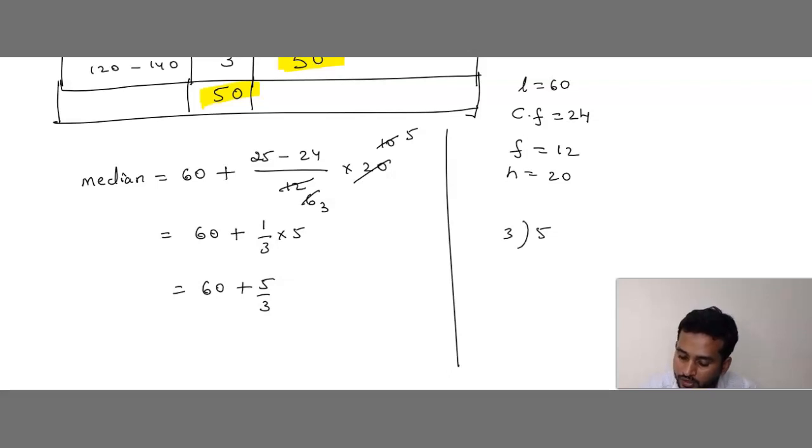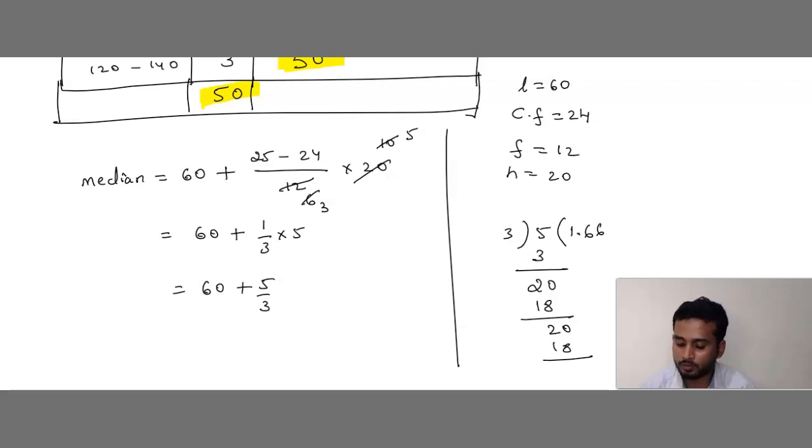Okay, 5 divided by 3. 3 ones are 3. 5 minus 3 is 2. 3 sixes are 18, that is 2. Already we have kept a point, so 0. Again 3 sixes are 18. It goes on continuing, same numbers, right?